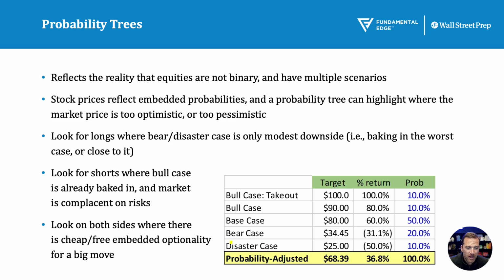So if you're thinking through a number of different cases, just five sample cases: bull case where there's a takeout, or standard bull case, base case, bear case, disaster case. You can construct these individual nodes, then assign your best guess of probability to those individual nodes. The probability adjusted stock then becomes the sum product of the probability times your target case, and that will tell you what your probability adjusted outcome of the situation is.